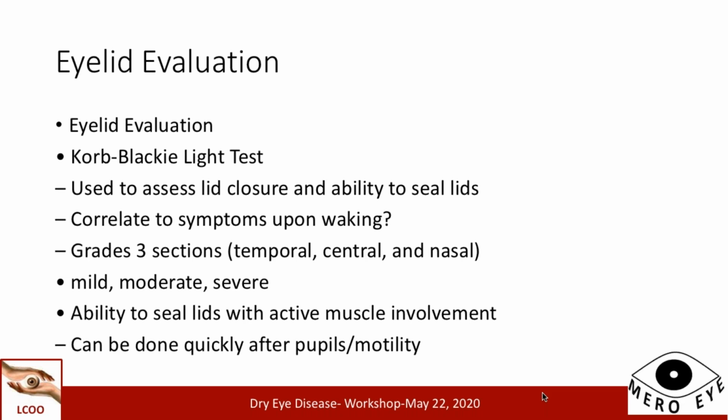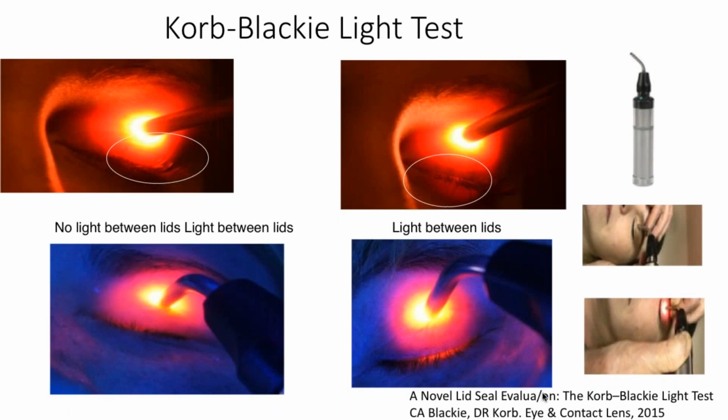The Korb-Blackie light test, or the KB light test, is a very simple one where you can assess the eyelid closure, how well the lids seal. Because blinking is not just counting the number of times the eye blinks, it's also how well the eye blinks. Is it a full blink? Partial or incomplete blinks can also lead to dry eye disease. Here you have how you can measure this. Basically, you grade it into 3 segments: temporal, central, and nasal. Then you can decide whether it is mild, moderate, or severe by looking at the exposure of the lids.